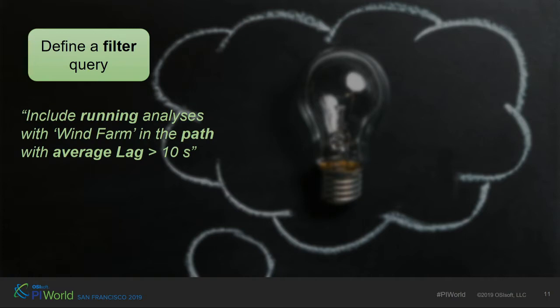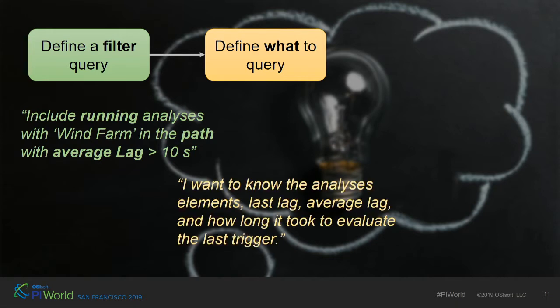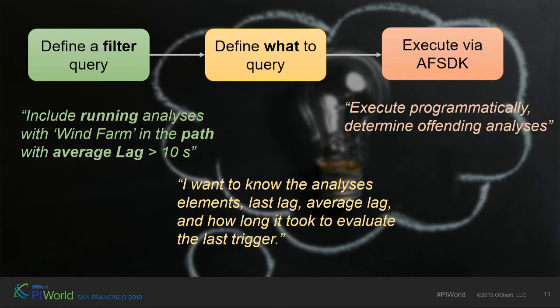Once you have done that, the next question is, what information do you want about those analyses? Because you can ask anything. In this case, let's say we want to know to which elements those analyses belong, the last evaluation lag, the average lag, and how long it took to evaluate the last trigger. So how expensive is the evaluation for those analyses? So you have a query, and now you also have the information you want to get about those analyses, which comes back from the query. And the next thing you will do is execute this query via AF SDK, and that will be done programmatically. So that's, in essence, what we added to 2018 SP2. And the rest of the talk will go deeper into that, and we'll solve some of the example problems together.